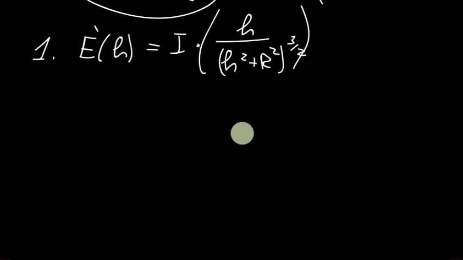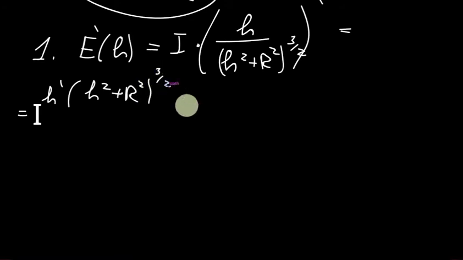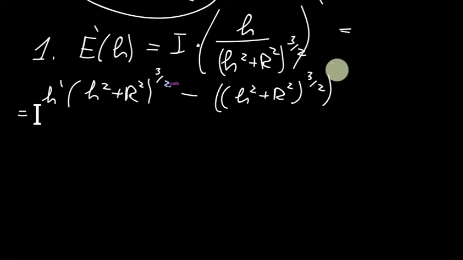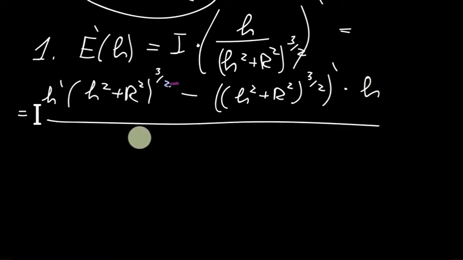So let's start. First, we need to apply the quotient rule here, because it's a division. So we need to take the derivative of h, multiply it by all this thing, and subtract the derivative of h squared plus r squared to the power of 3/2 times h, and divide this by h squared plus r squared to the power of 3/2, times 2. So these will cancel out and we are left with 3.